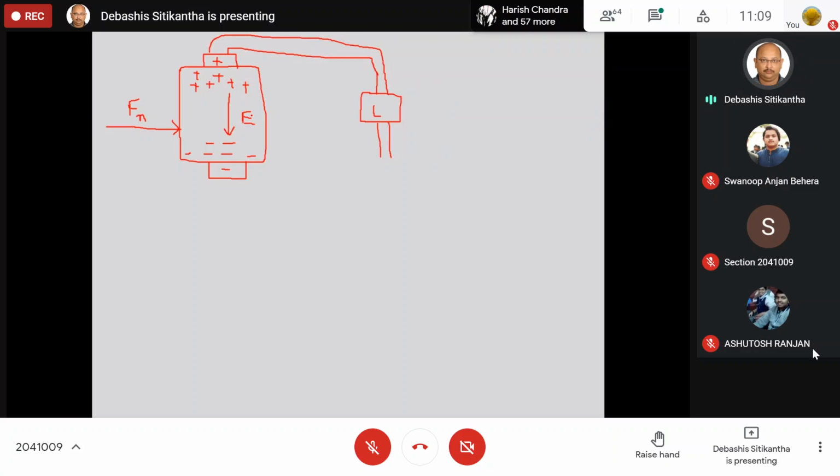Okay, now, but there is a problem. The problem is that every time these positive and negative charges are trying to come close to each other and neutralize their charge, there is a continuous supply of this external energy or force, which is actually keeping them separated from each other, right?